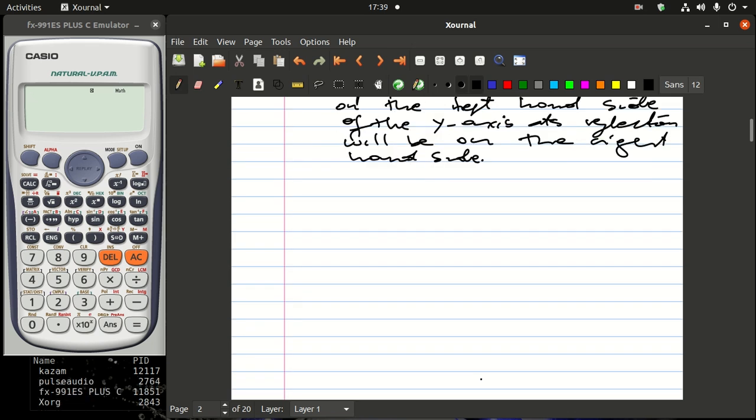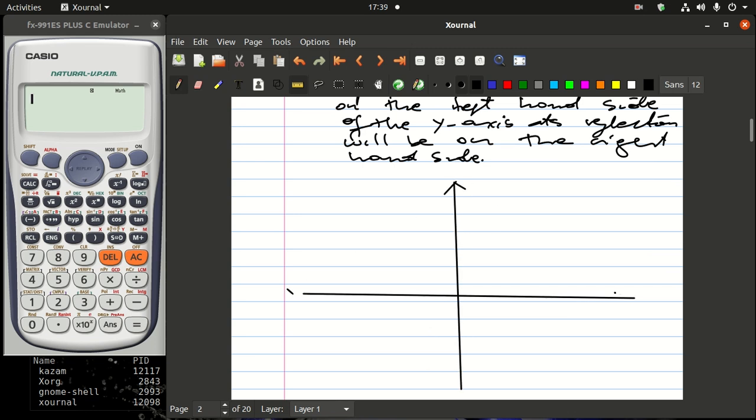So if, let's say, I give you a curve here, I'm just going to make an example, trying to be as quick as possible. I give you a curve, this is the y-axis, this is the x-axis.